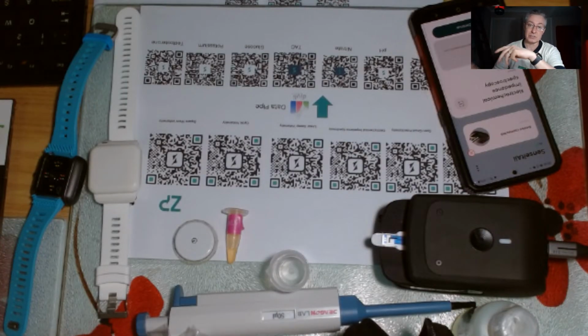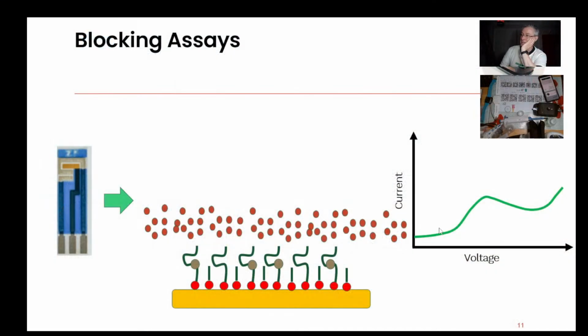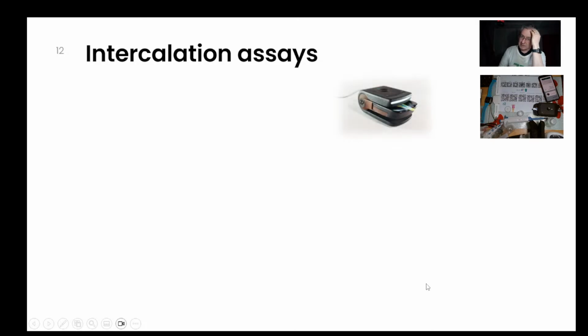Fundamentally, it's the electrodes he's using that are actually the reproducibility problem, but I'll address that later on. So blocking assays are quite straightforward. I quite like these intercalation assays.